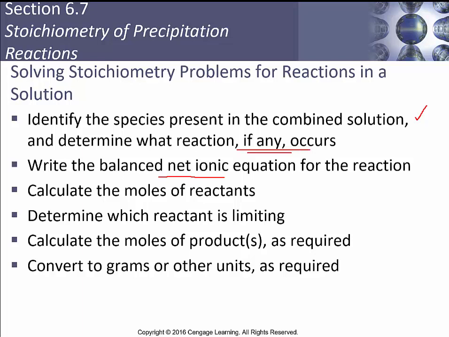We can then calculate the moles of reactants, determine which reactant is limiting, calculate the moles of the product as required, and then convert to grams or other units as required. The only difference between this and what we did in the last chapter is that it's happening in a solution, and instead of using the full molecular equation, we only need the net ionic equation. The steps to do limiting reactant, the steps to find out how much is left over, the steps to find out percent yield, those are all the same as any other reaction that you would have done in your stoichiometry chapter. All right, so let's do an example.